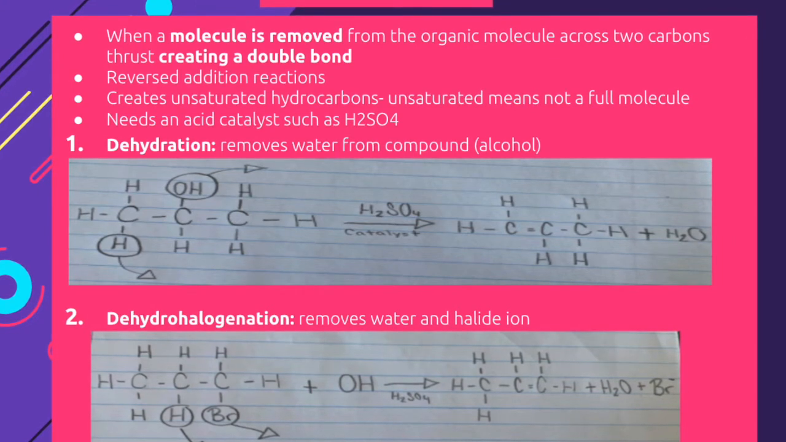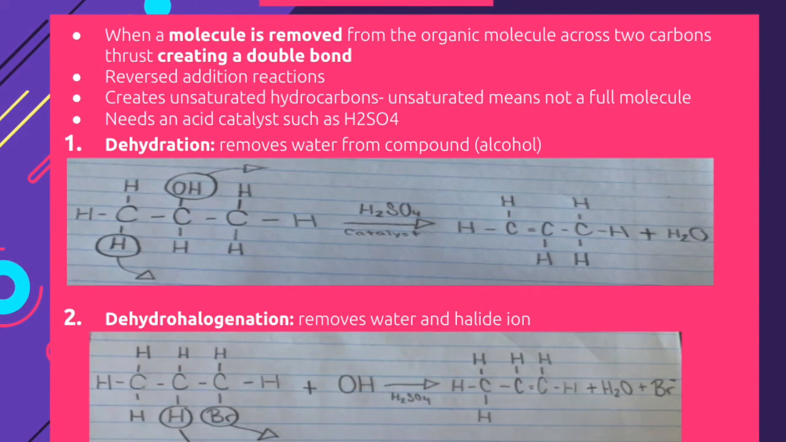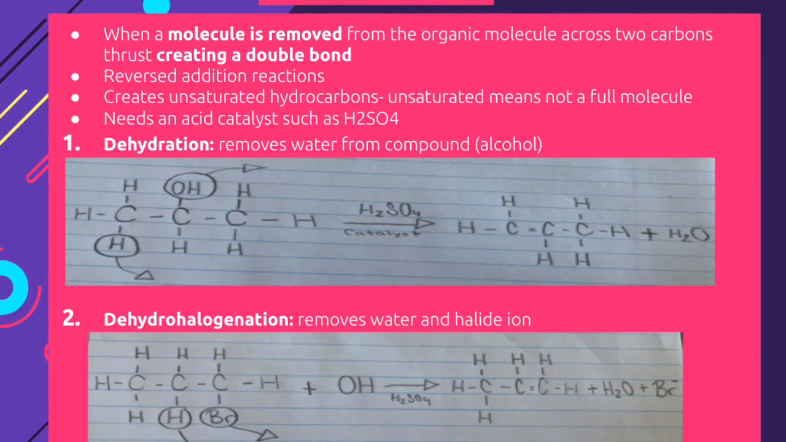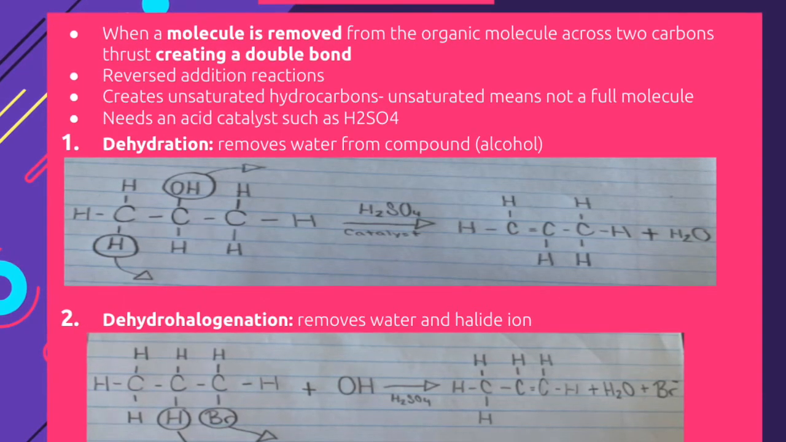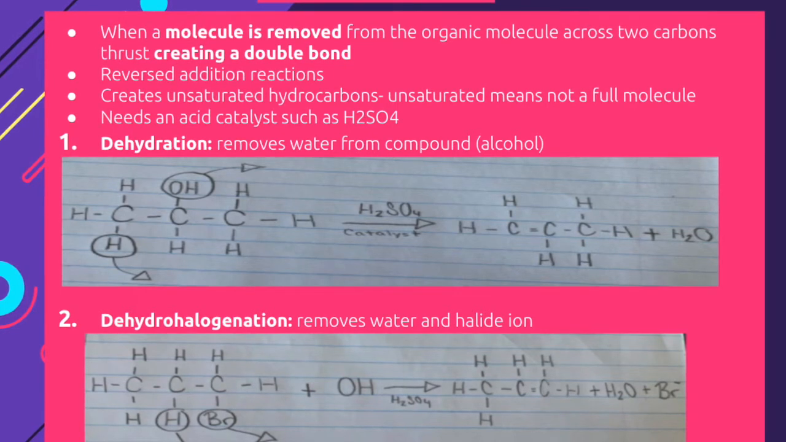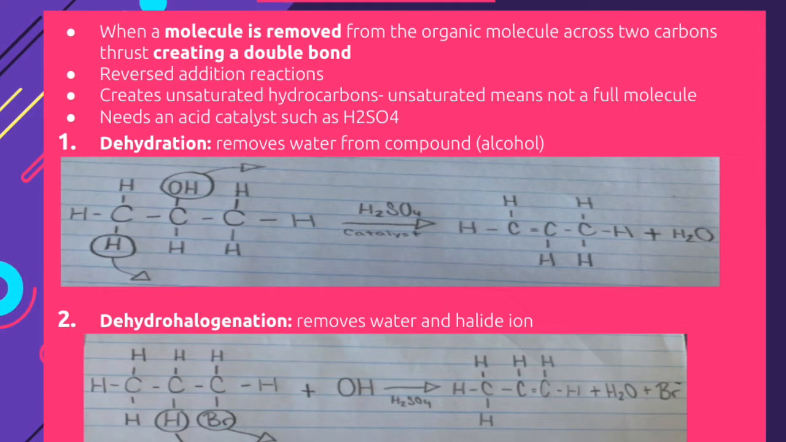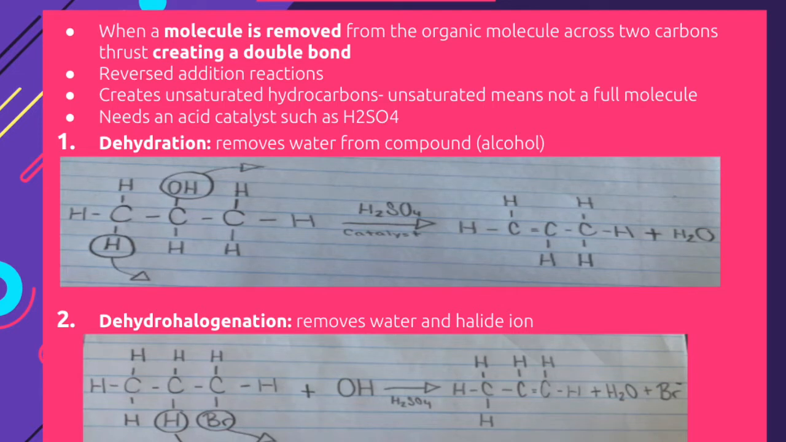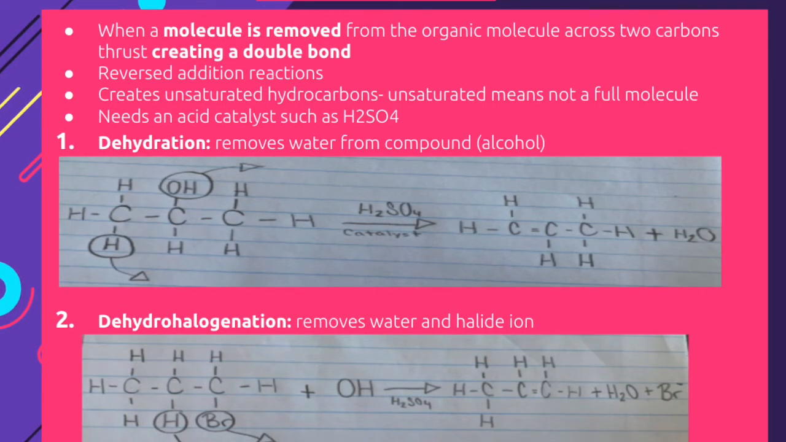The second type of elimination reaction is dehydrohalogenation. Just like dehydration, you'll need to have an alcohol as your reactant. But as well as water, you'll need to remove a halide ion. So here you have a bromide and a hydrogen as well as an OH. So you'll be removing that to get H2O plus bromide.